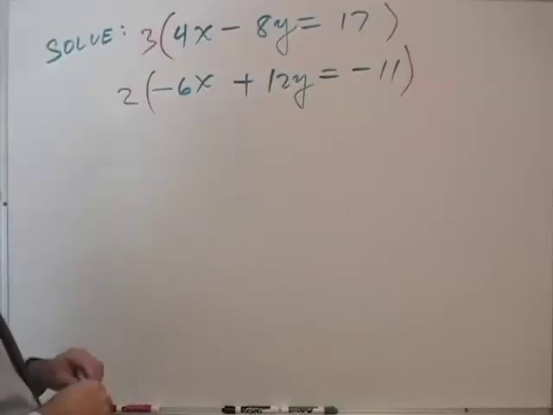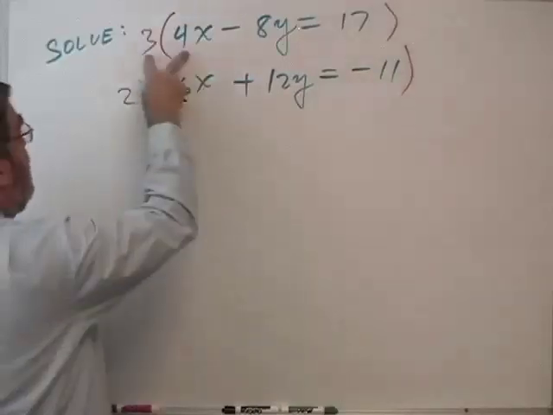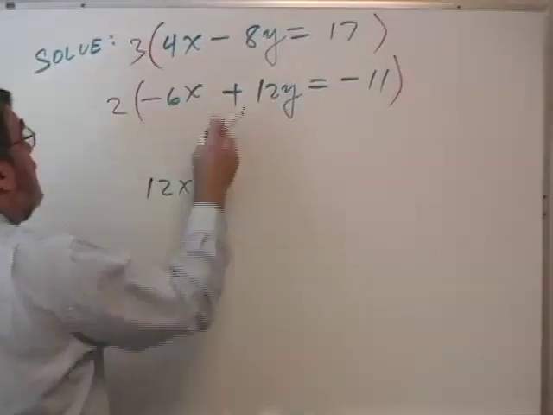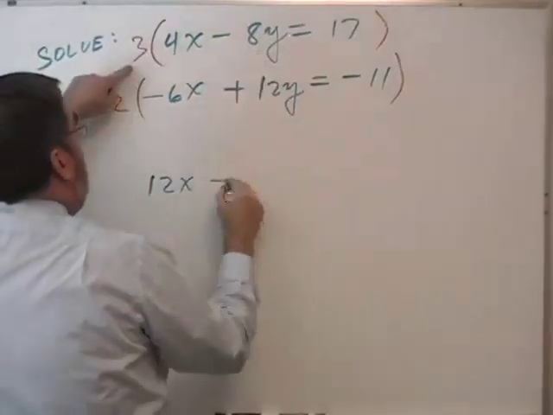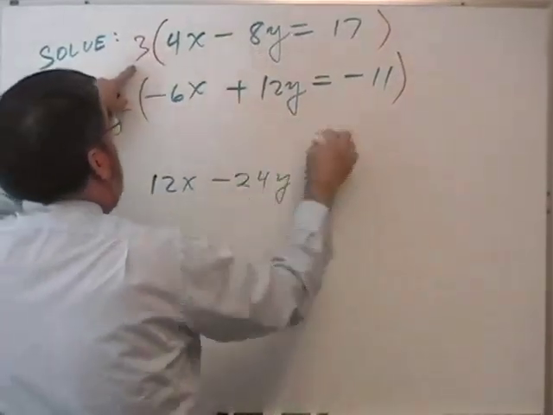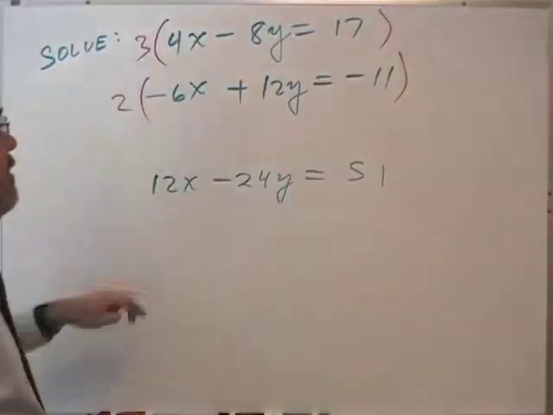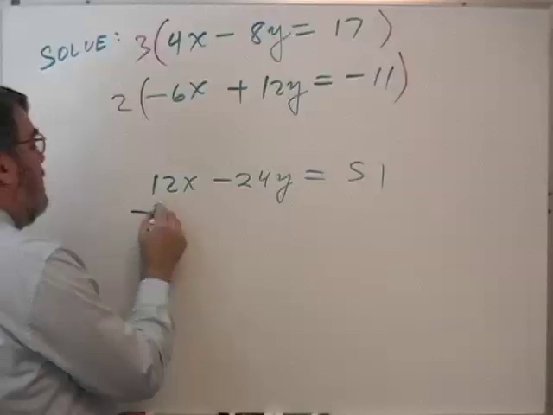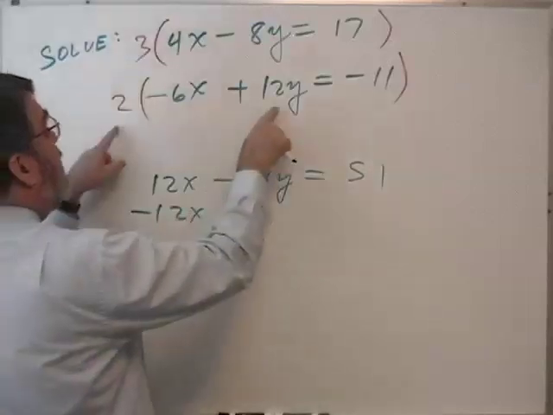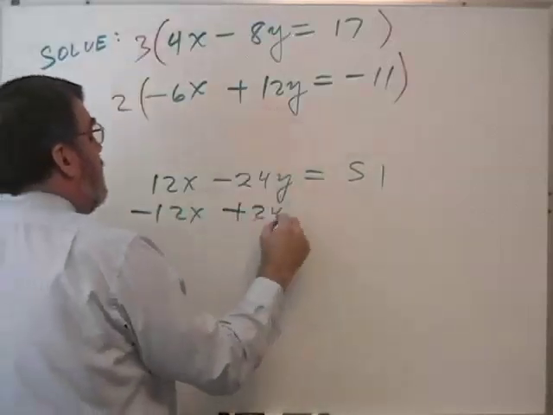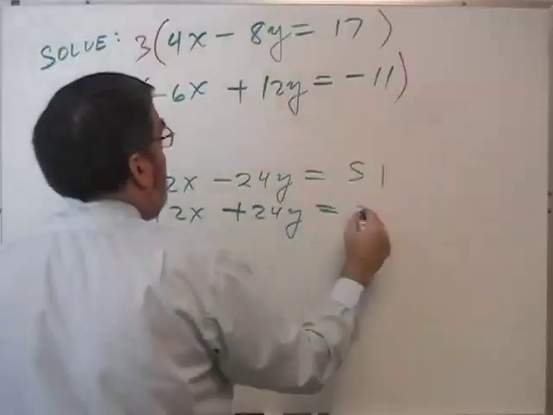So let's see what happens here. I'm going to get 12x minus 24y equals 51. Down below we've got negative 12x plus 24y equals negative 22.